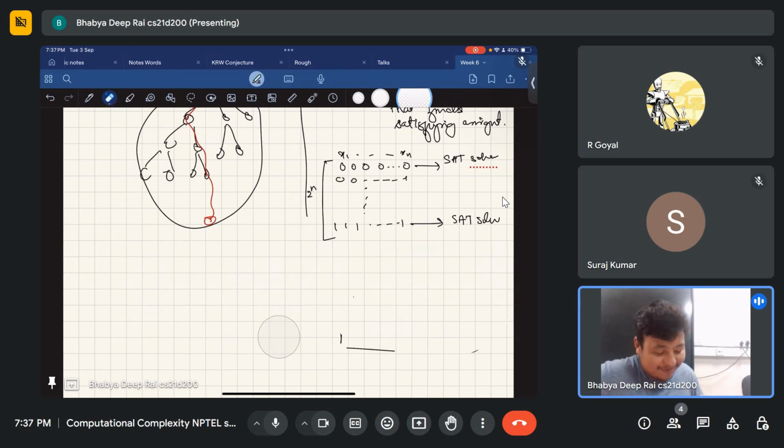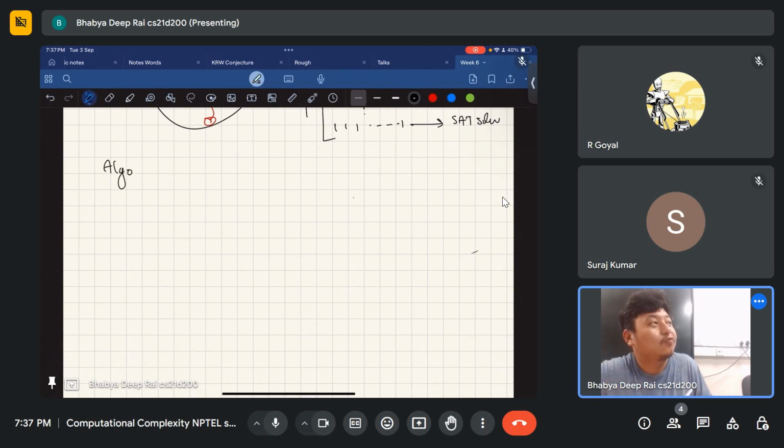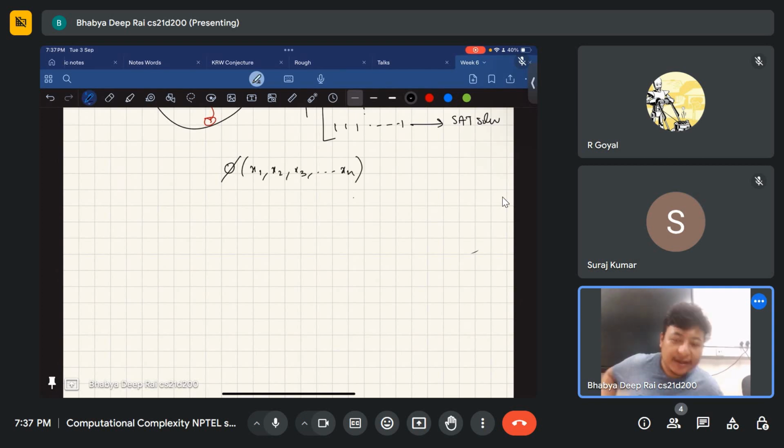So here is the nice thing about SAT. Here's the algorithm. I'll write the algorithm directly. Should I write it? No, I think drawing it is better. So here I have phi, and it has x1, x2, x3, and so on till xn. Now at this point, I'll check whether this is satisfied. How? Using the SAT solver, which runs in polynomial time. Right?